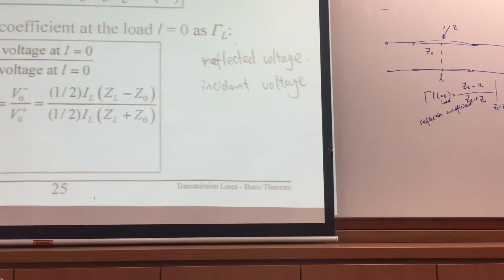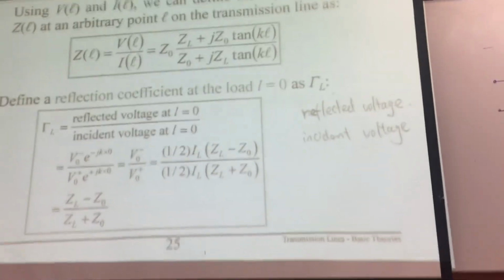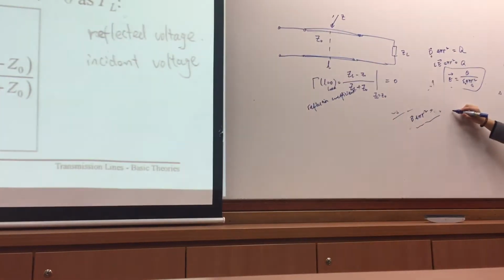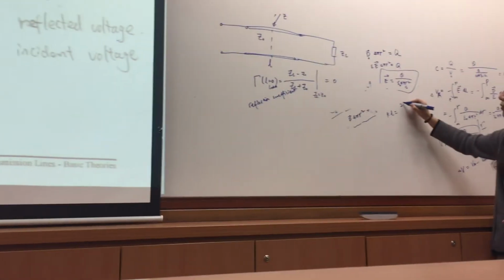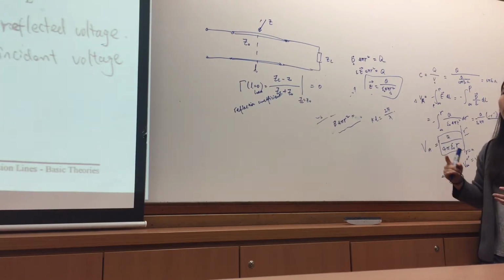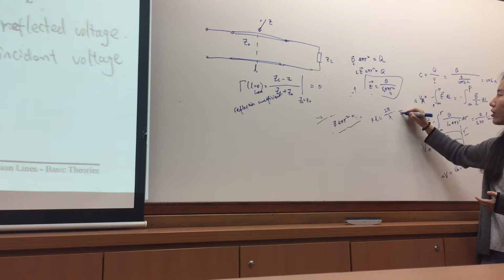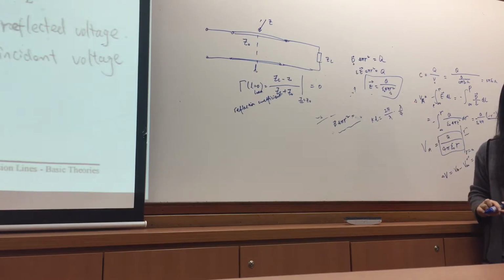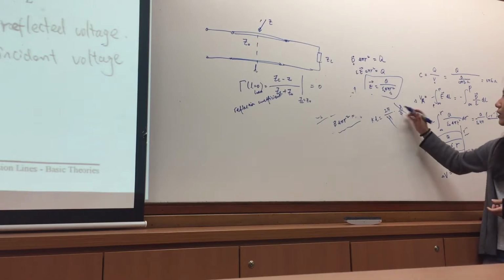So this is very important because right now you know the Z0, that is the characteristic impedance. You know the ZL, that is the load impedance, and you also know the KL. K equals 2 pi over lambda. L sometimes we might give you like a quarter wavelength, right? Then the lambda can just get cancelled. So this one is just pi over 2.